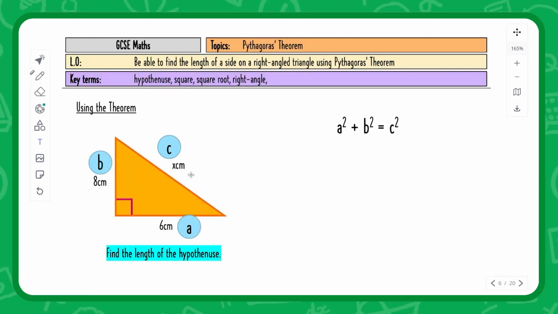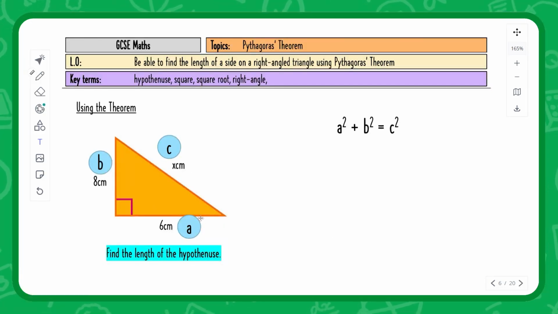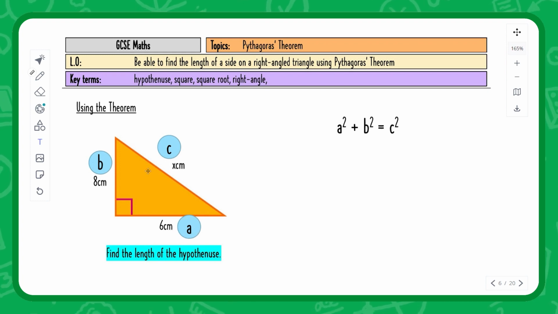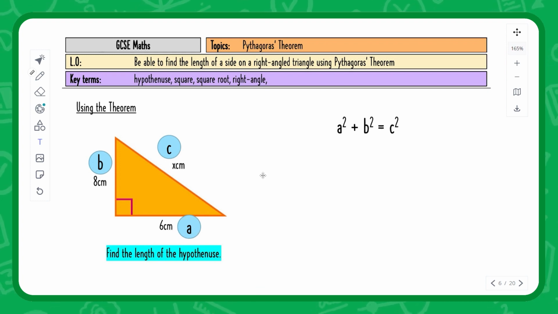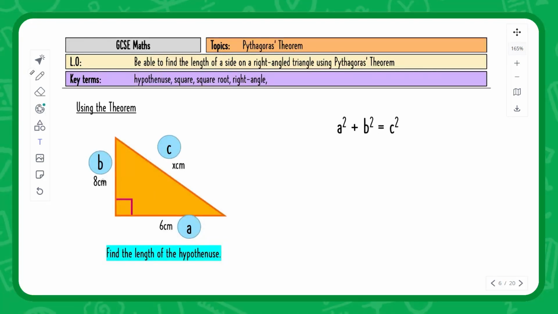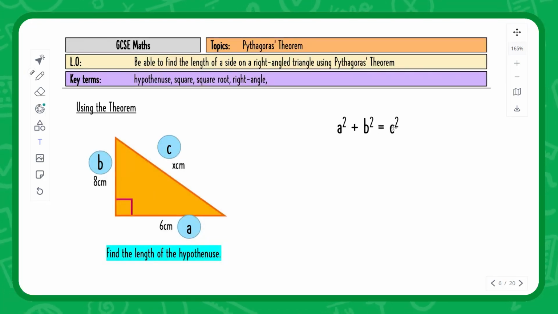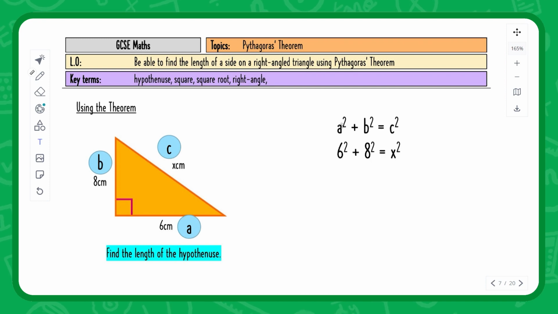To find my value of x or c, I need to substitute the given values into this theorem. So the value of a is 6, the value of b is 8, and the value of c is x. As you can see, I've replaced a with 6, b with 8, and c with x. Now, a lot of students at this point will get a calculator out and plug this straight in. But I always say, even if you use a calculator, it's fine, but always have another line of working here, and that is just squaring these two values.